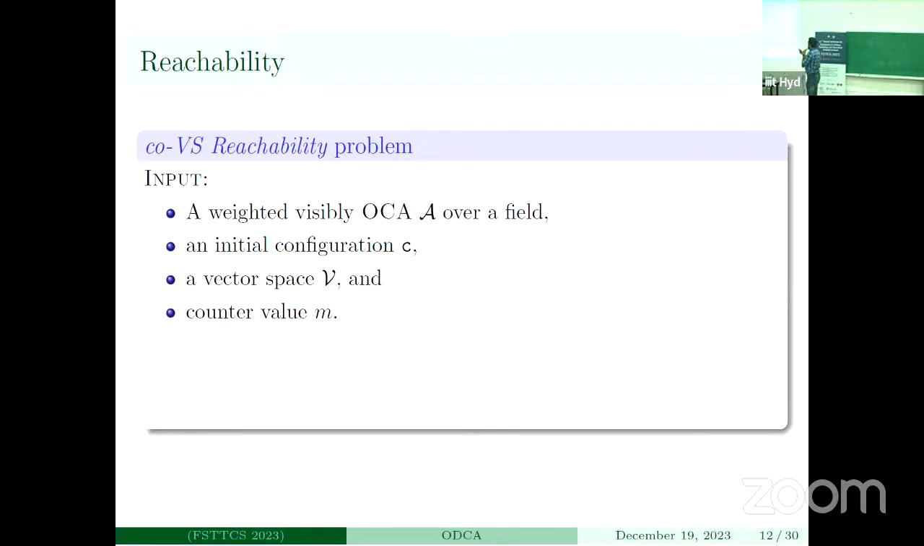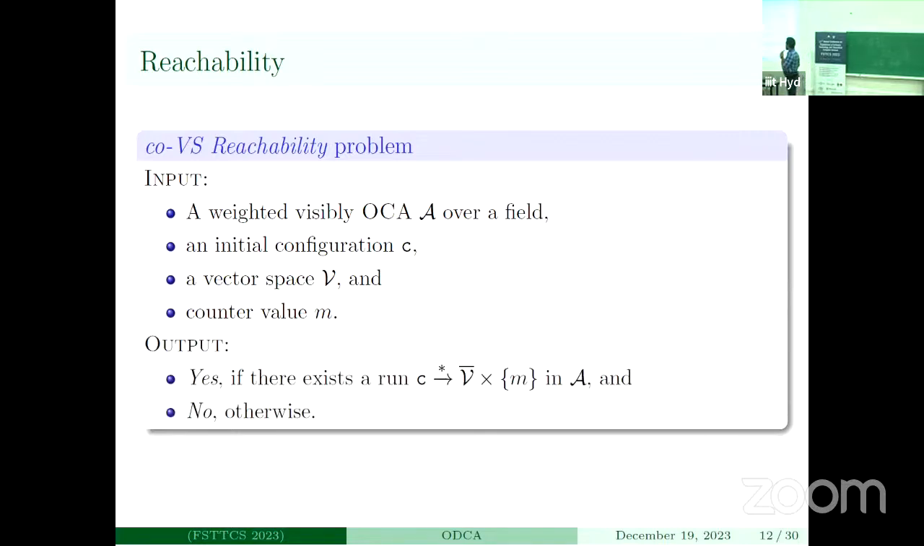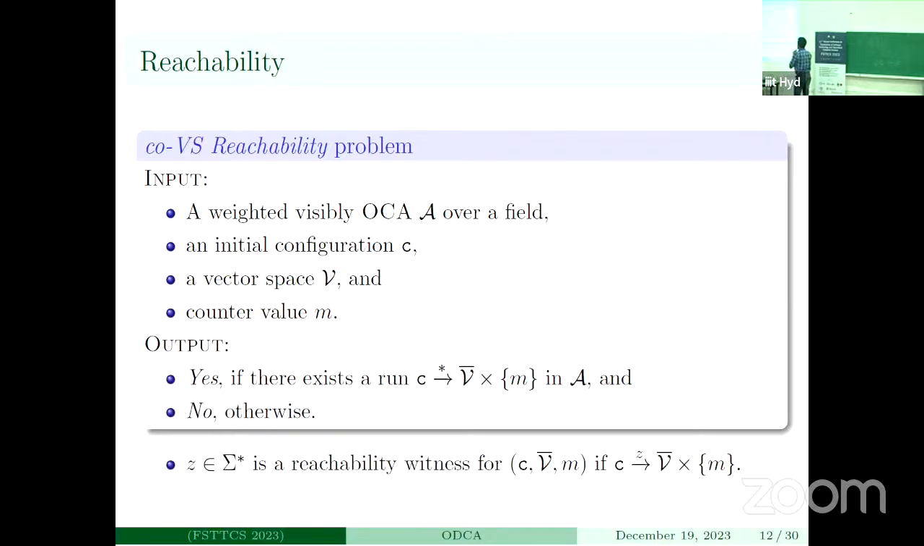Our input is a weighted visibly OCA, and you are given an initial configuration C. You are given a vector space V with some proper basis, and you are given a counter value M. What is the reachability question? From the configuration C, can I reach a configuration whose weight vector is in the complement of this vector space and whose counter value is M? We should output yes if there is such a run, and no otherwise. We call a run a reachability witness if from C you can reach a configuration whose vector is in the complement of this vector space and whose counter value is M.